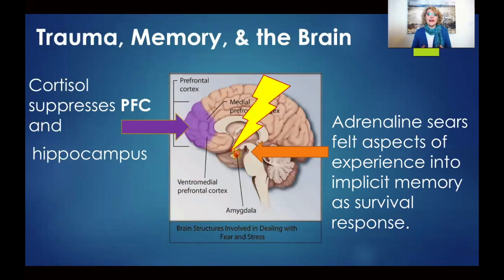The other thing that happens is that cortisol is released during the fight, flight, or freeze response. Now, cortisol inhibits our prefrontal cortex. This is where we have the rational information about the event. It also inhibits our hippocampus, and the hippocampus is responsible for helping us transmit an implicit memory into an explicit memory in a context that's adaptive for us.